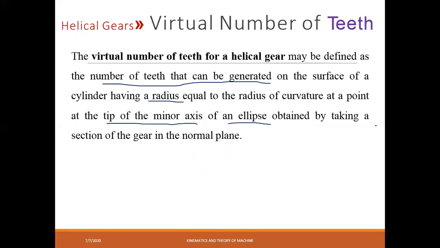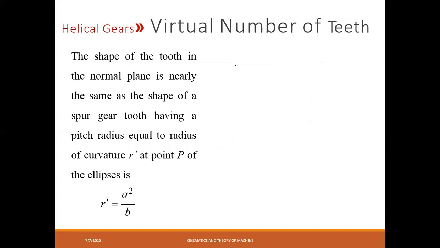It can be obtained by taking a section of a gear in a normal plane. Then the number of teeth generated is called the virtual number of teeth for a helical gear. Now, the shape of the tooth in the normal plane is nearly the same as the shape of a spur gear tooth having a pitch radius equal to the radius of curvature r', right? At point P of the ellipse, right? So the curvature radius is r' = a square upon b, which is the equation for the ellipse.